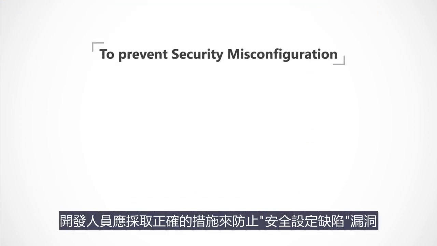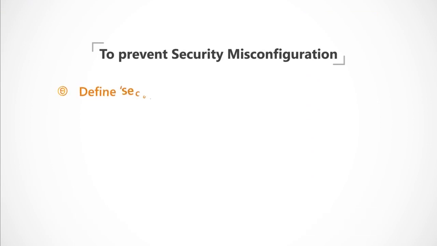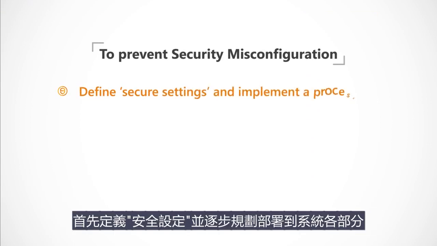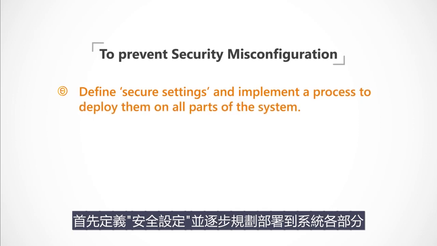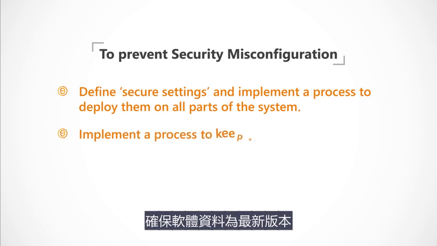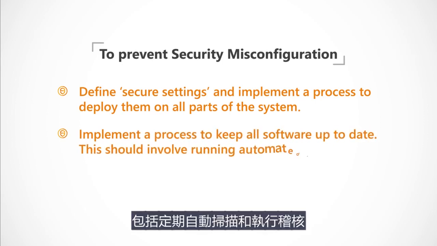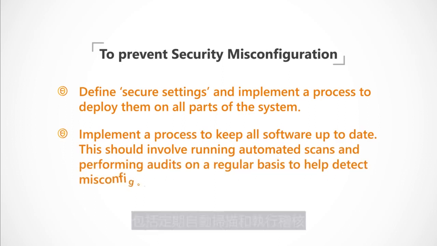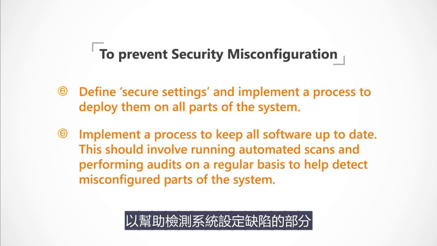Developers should take the right measures to prevent security misconfiguration vulnerabilities in their applications. Define secure settings and implement a process to deploy them on all parts of the system. Implement a process to keep all software up to date. This should involve running automated scans and performing audits on a regular basis to help detect misconfigured parts of the system.